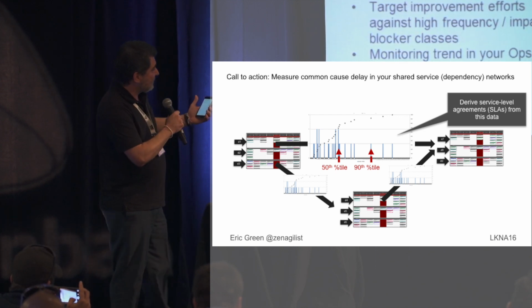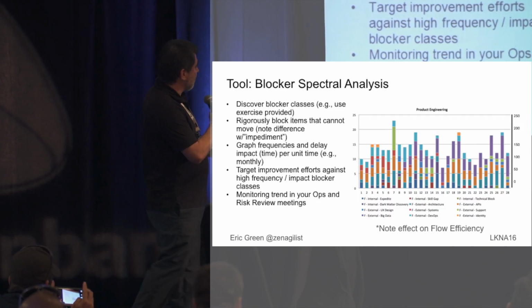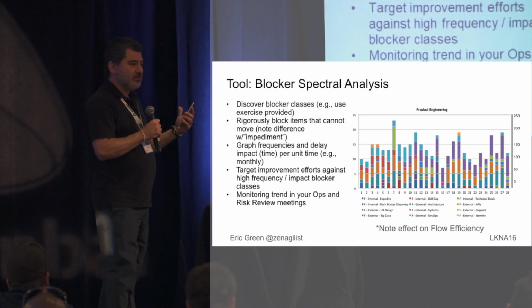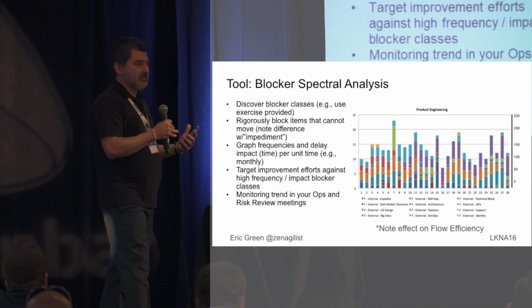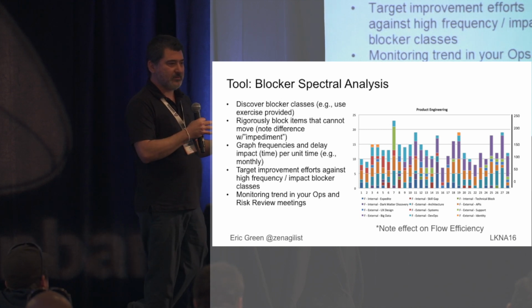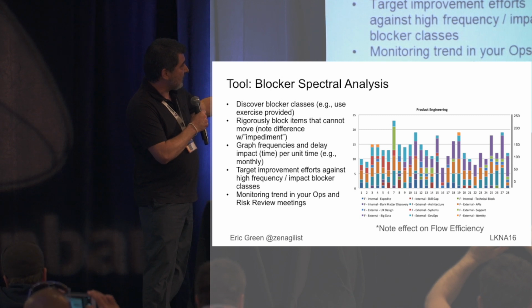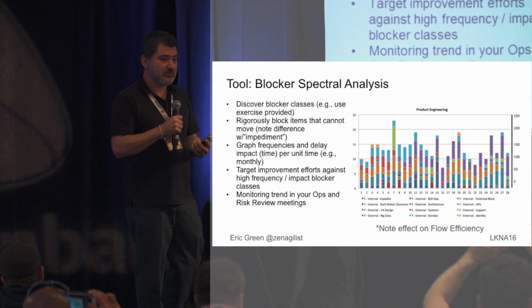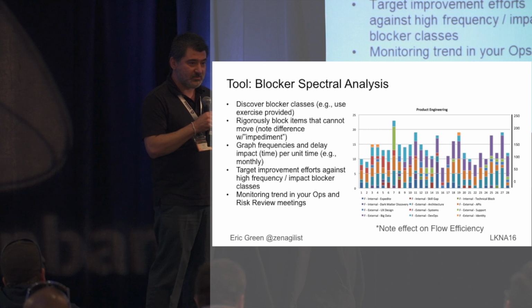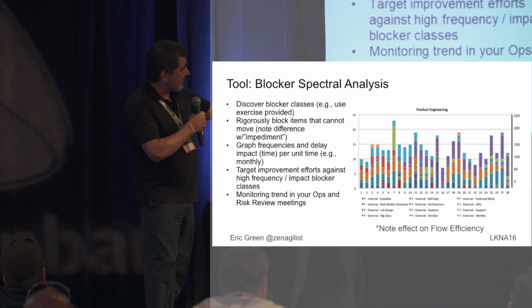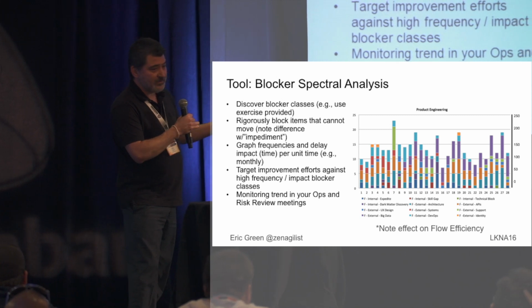This is another tool that I found to be fairly useful, harvesting from the exercise that I shared initially. We can start to measure the frequencies of blockages going into different shared services. The example on the right is a kind of spectral analysis of blockers, and spectral analysis is just measuring the frequency of certain things happening. So we can see these different types of blockers, and we can see how they trend over time.